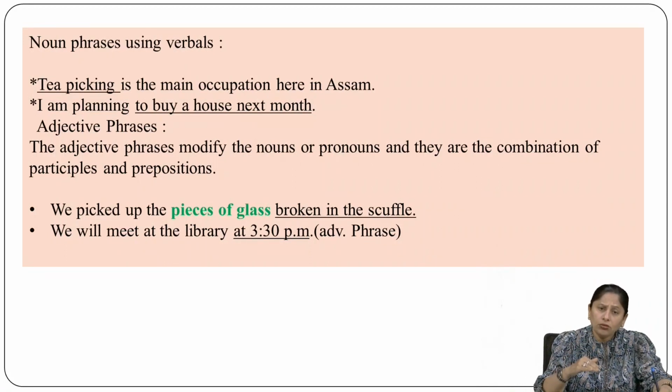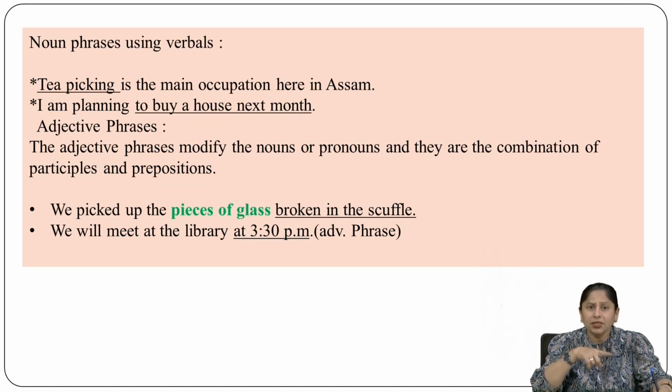And how are the verbals kept? I am planning to buy a house next month. So to buy a house next month, the whole phrase is coming in the place of the object, but it is following and modifying the verb planning. I am planning. So to buy a house next month, they are the verbals, or verb modifiers, or verbal phrases also, you can say. Three things are very similar. You should understand it easily.